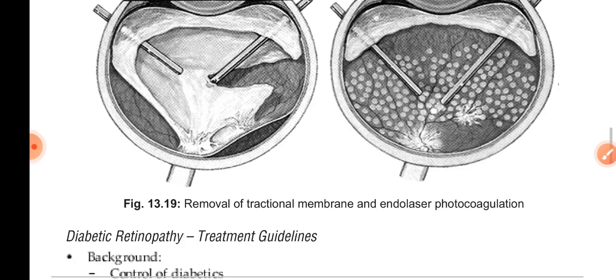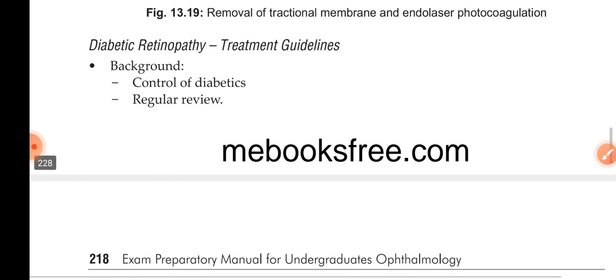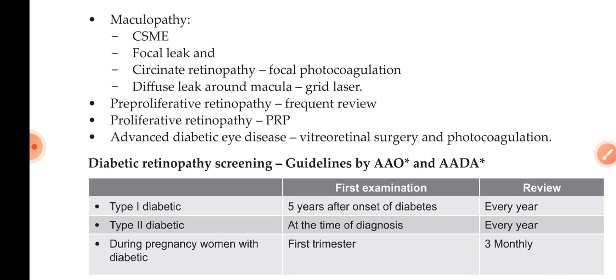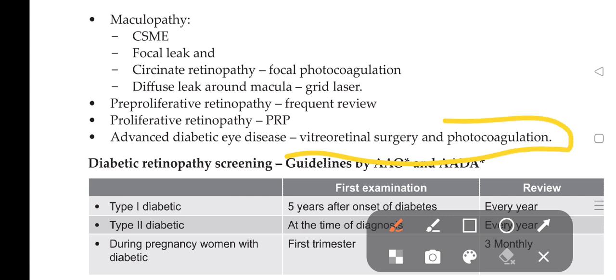Okay. Next, diabetic retinopathy treatment guidelines are: background retinopathy, control of the diabetes and regular review should be done. Okay. There is maculopathy in CSME, focal leak and circinate retinopathy, focal photocoagulation should be done. Diffuse leak around the macula, we will use grid laser. Okay. And in pre-proliferative retinopathy, frequent review should be done. In proliferative retinopathy, to prevent neovascularization, we will do pan-retinal photocoagulation. In advanced diabetic eye disease, we will do vitreoretinal surgery and photocoagulation. Okay, different diseases have different treatment.